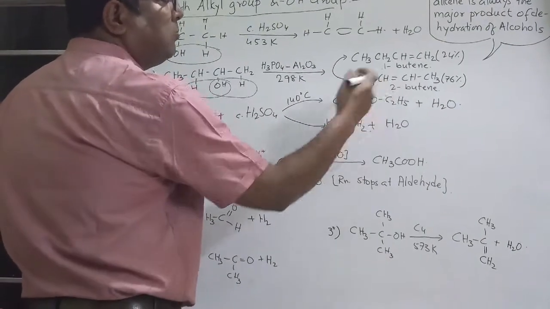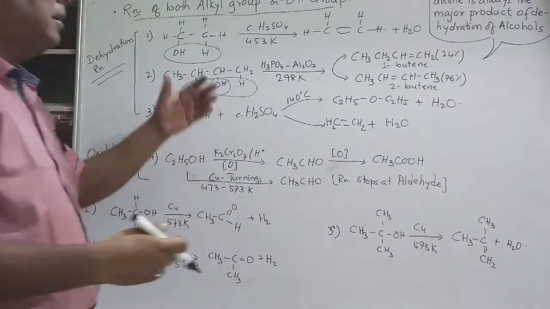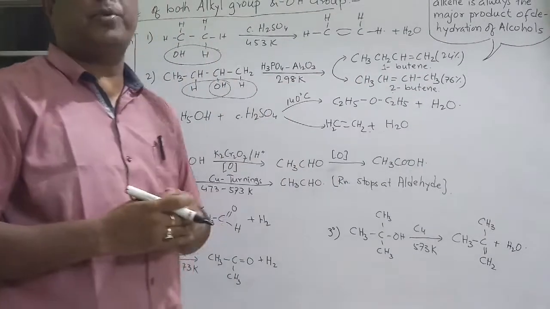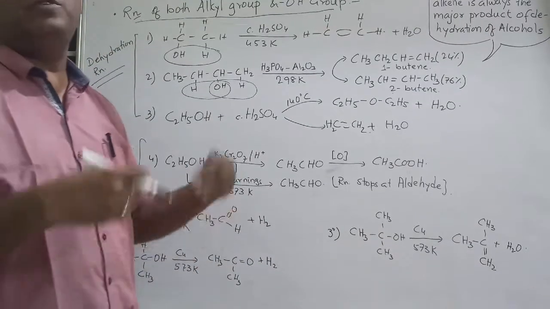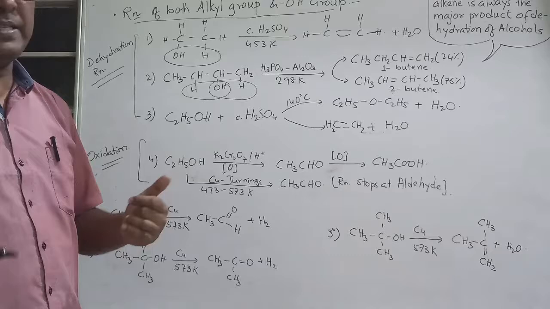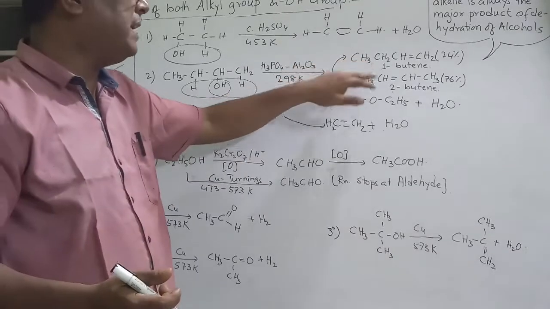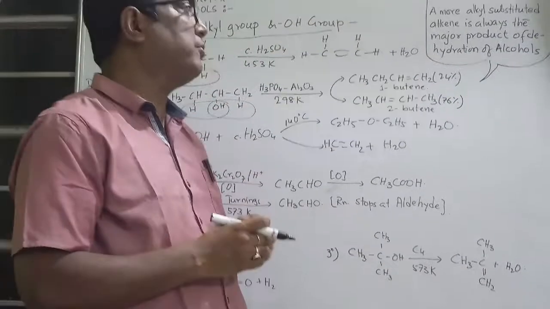So 2 is more than that of 1. So 2 is more dominant. So this is a major product. If you have between 2-pentene and 3-pentene, 3 would be more of a major product than the 2-pentene. So when you have between 1 and 2, 2 will be more preferable. This is what the Saytzeff rule speaks.